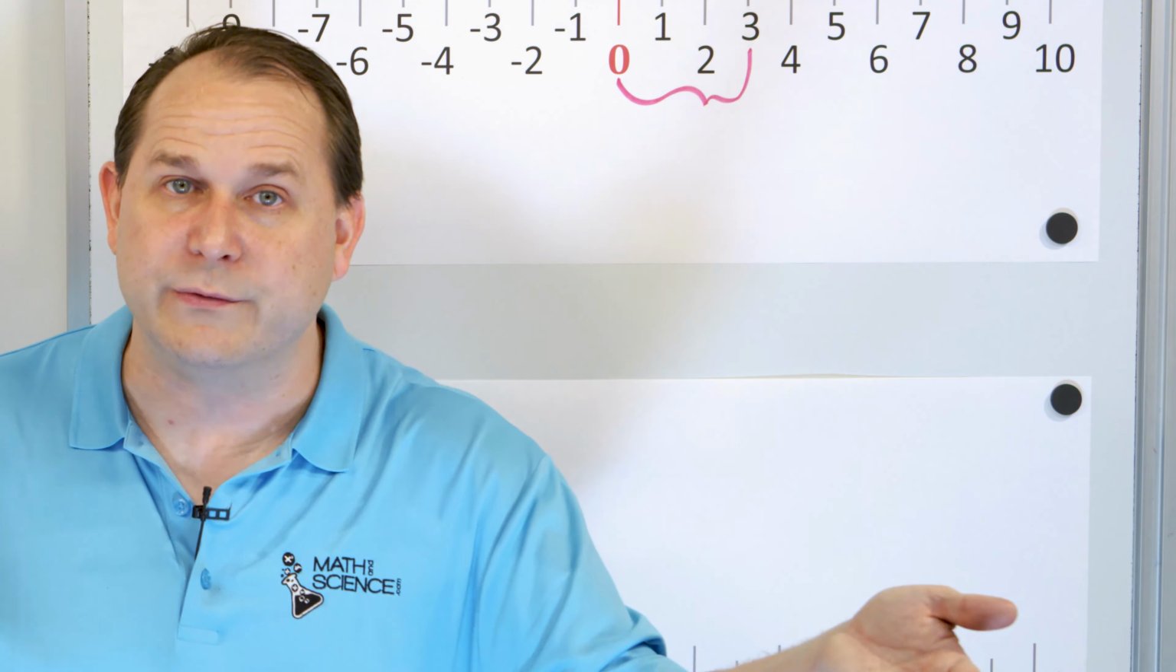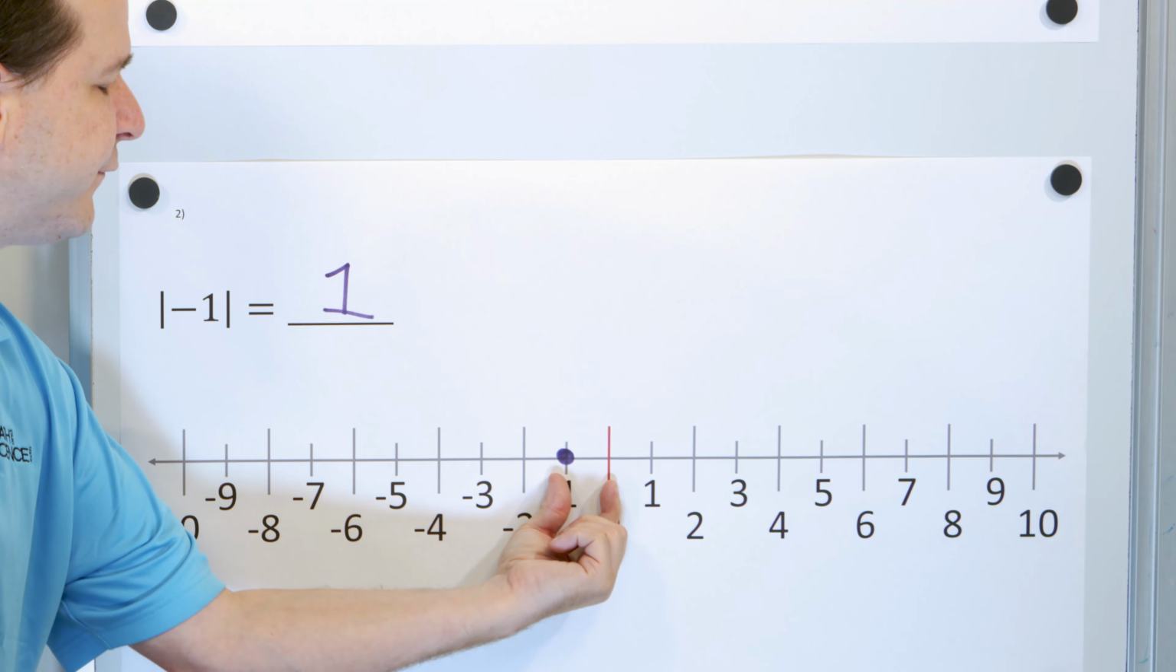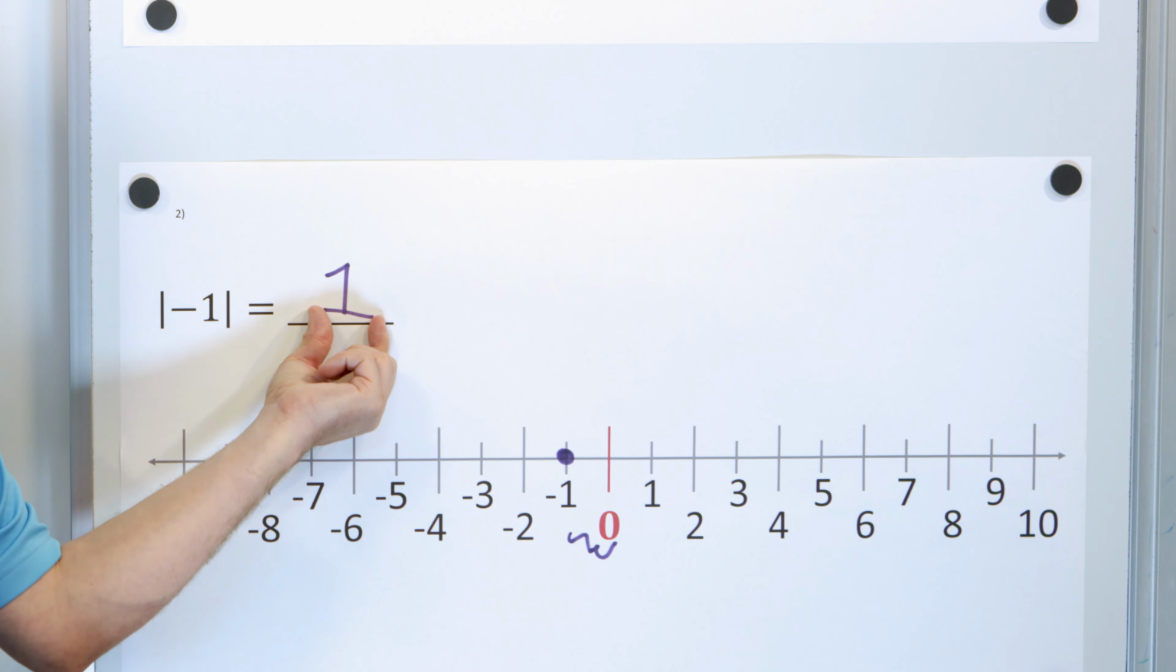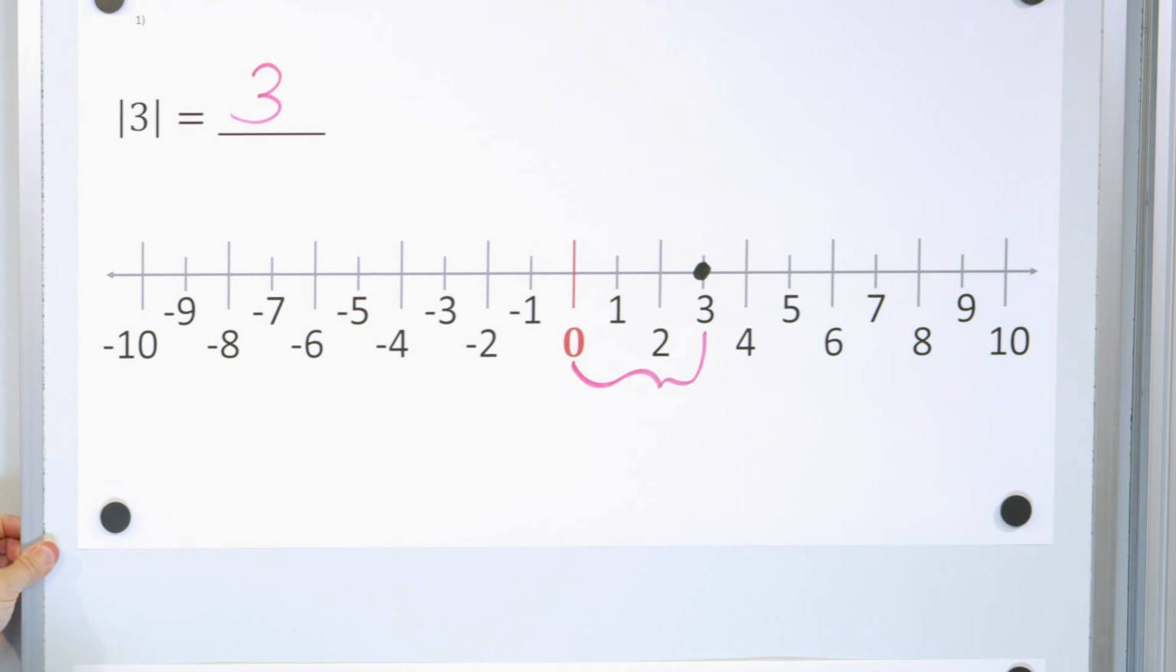That's why it's called absolute, because it doesn't matter if it's negative or positive, you just care how far away it is from 0. In this case, it's 1 unit away. So you put a number 1 here. And here it was 3 units away. So you put the number 3 there.